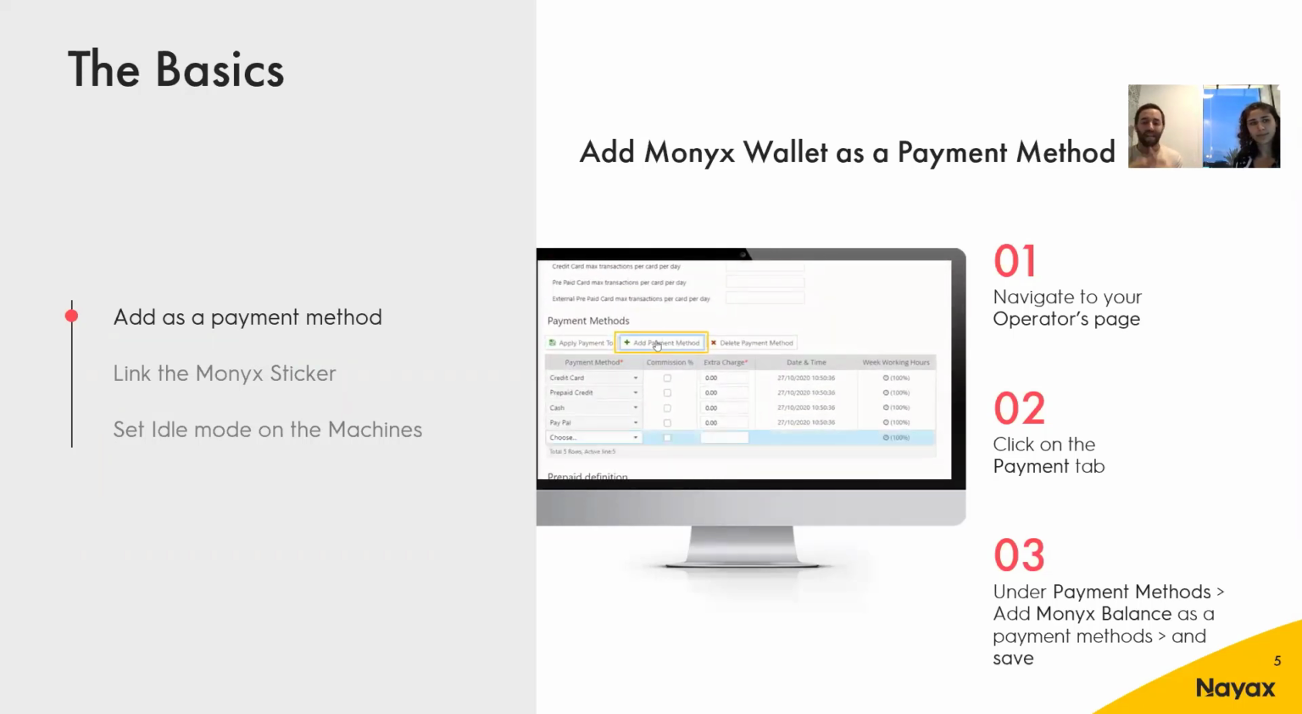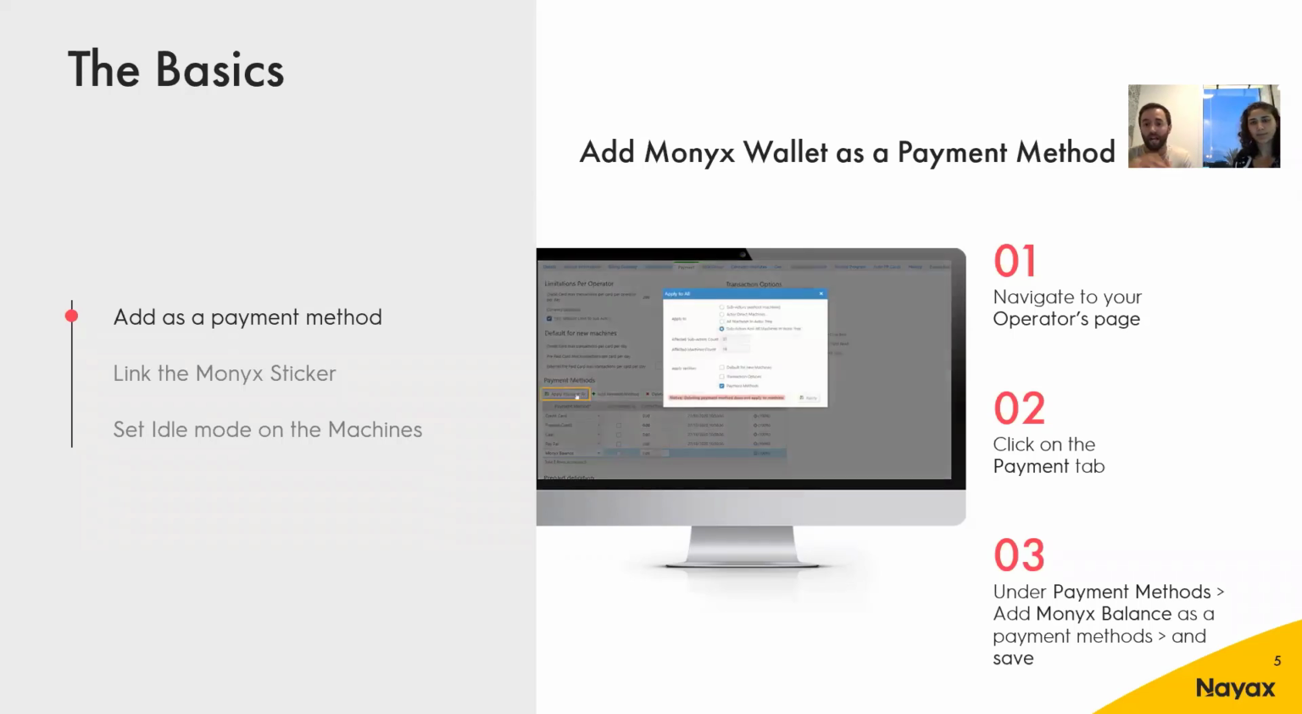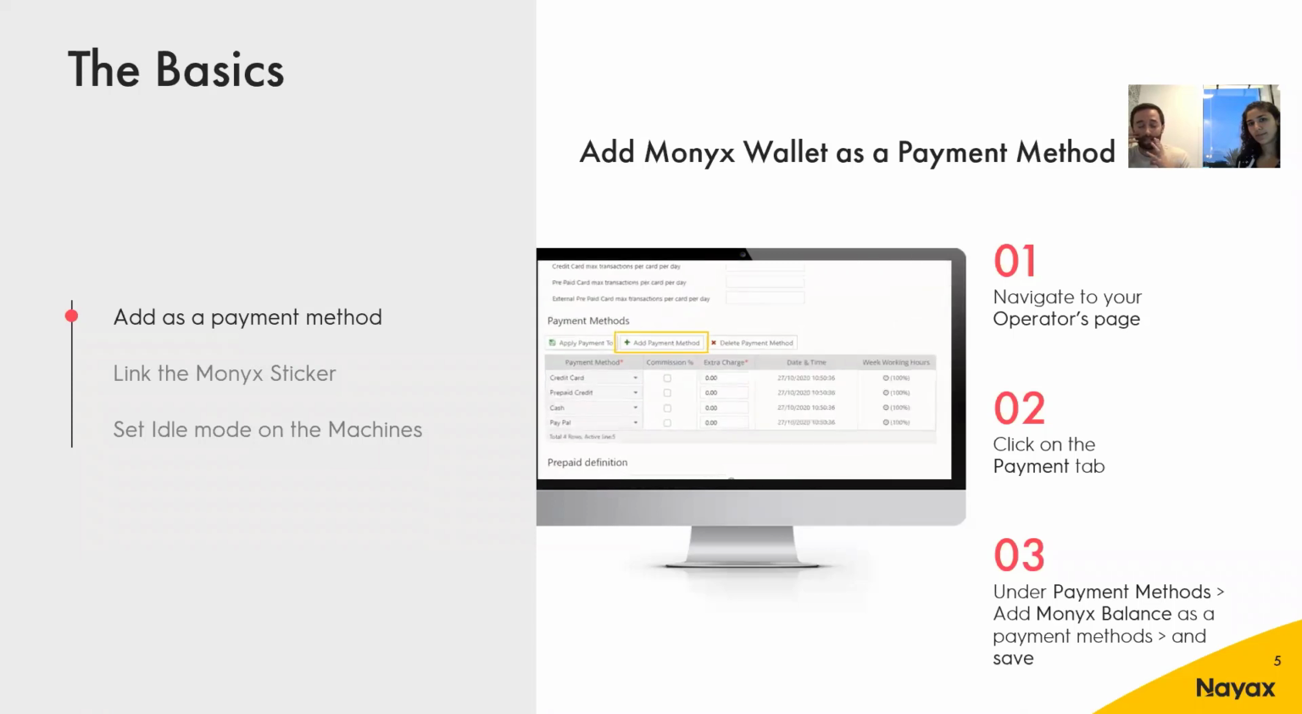So starting from the basics, in order to create these campaigns for your consumers, the first thing that you need to do is to add Monyx Wallet as a payment method. Now, I'm sure that some of you are familiar with this, but we did see that for some of the operators, this basic step was missing, and therefore their customers weren't able to purchase something with Monyx Wallet.